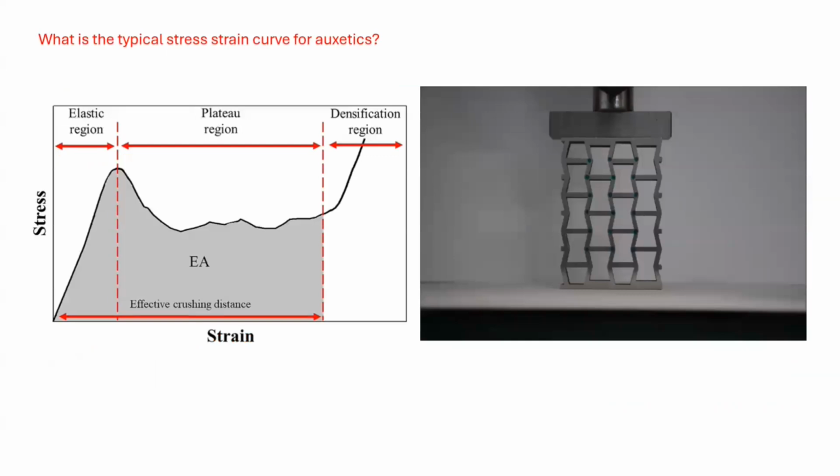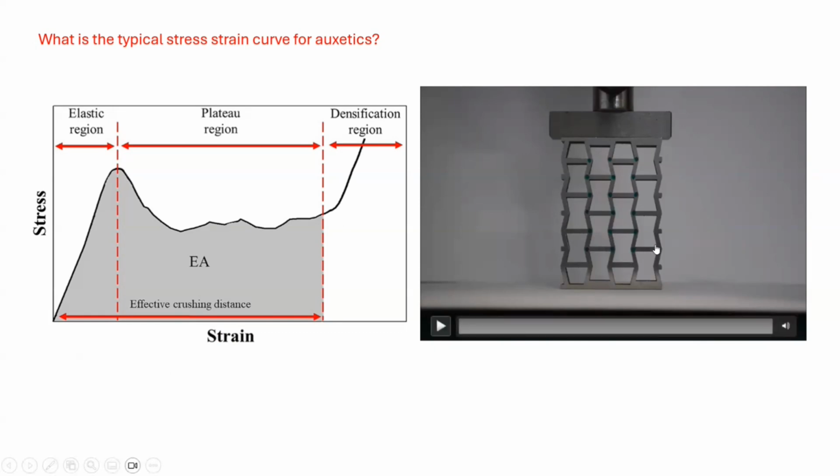So now, what is the typical stress strain curve for auxetics? We have for auxetics three regions for the stress strain curve: the elastic region, the plateau region, and the densification region. For the elastic region, increasing the strain will increase the stress linearly. But in the plateau region, we have almost constant stress over the increasing value of strain. And for the densification region, we have a significant increase in the stress value at a point.